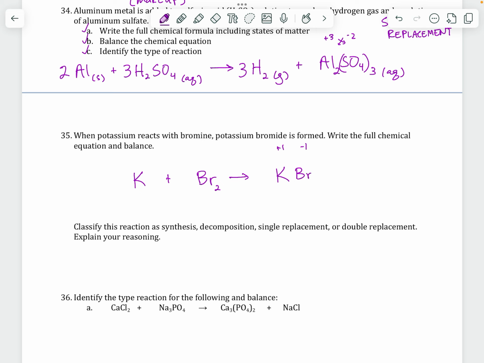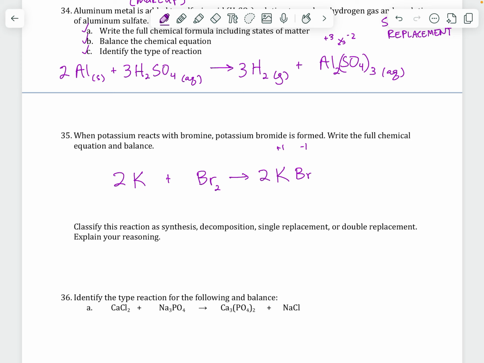We need to make sure we balance the charges appropriately. In this case, we only need one potassium with one bromine ion, and that means that we need 2 in front of both the potassium and the bromine there to make sure everything is balanced, all conservation of mass.